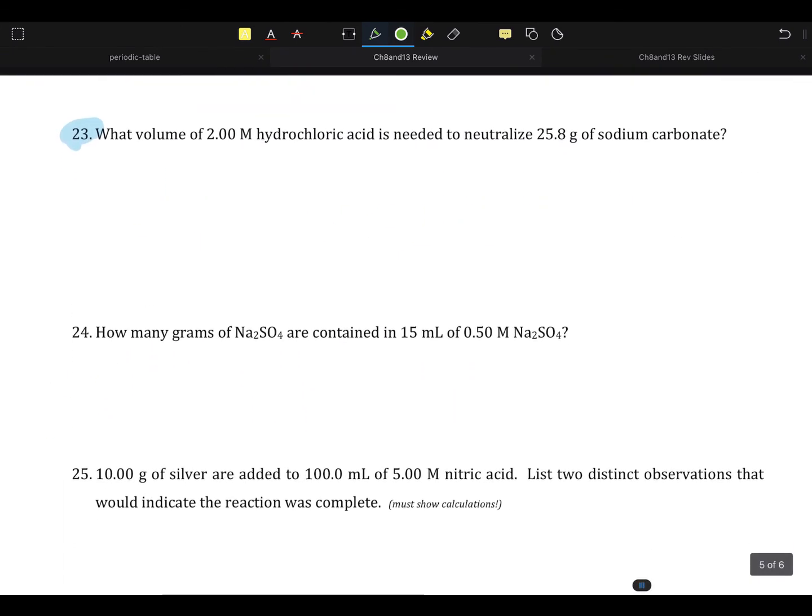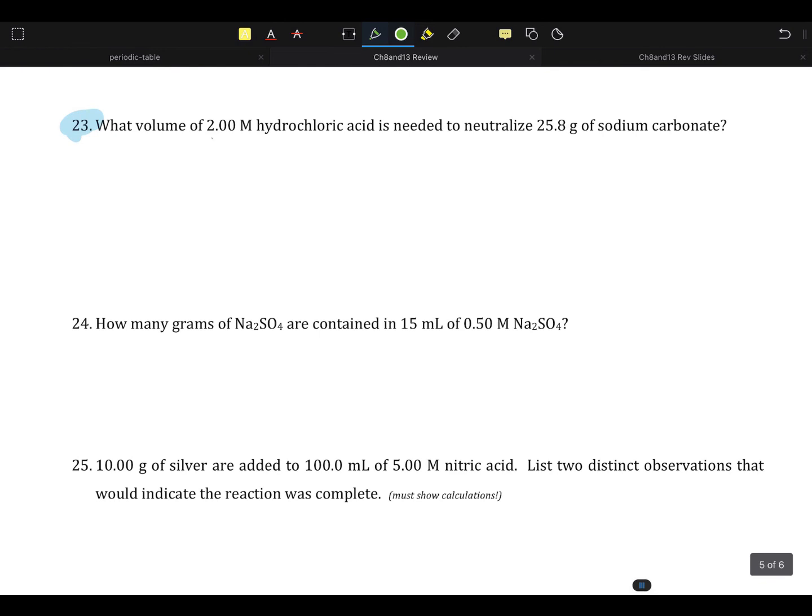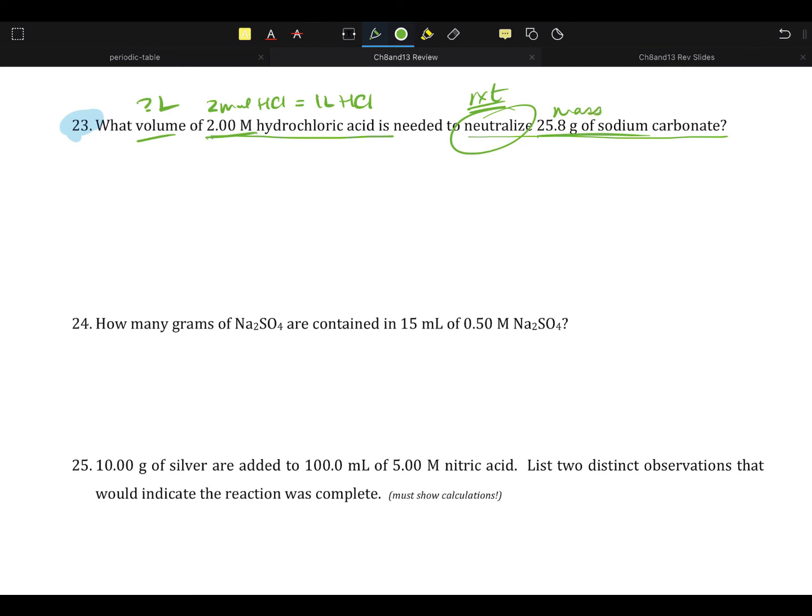Here. What volume of 2 molar hydrochloric acid is needed to neutralize that, right? Neutralize is a keyword for react. That's what that means. So then, here I would like to know the volume. So how many liters of this? And so again, we would say, this means 2 moles of HCl are equal to 1 liter of HCl, conversion factor. And here we have a mass of my compound, and this is going to be my given.